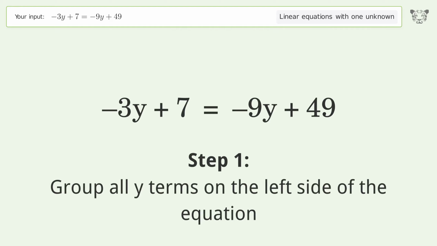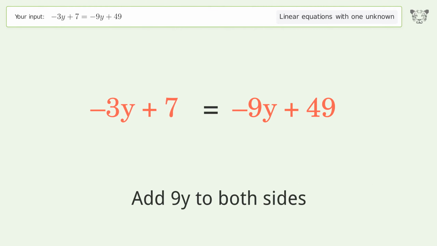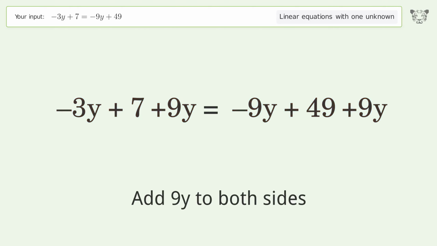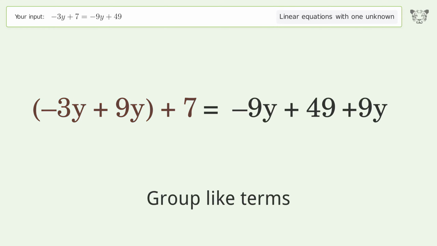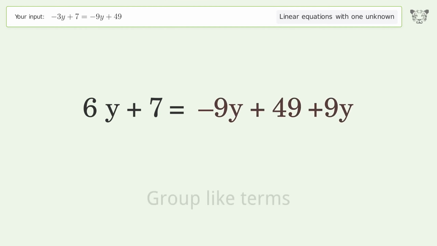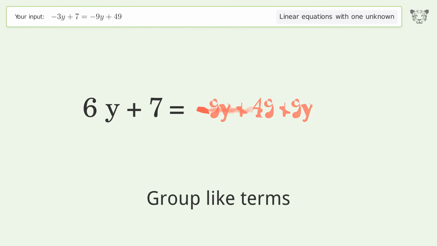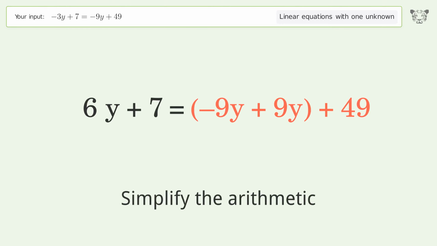Group all y terms on the left side of the equation. Add 9y to both sides. Group like terms. Simplify the arithmetic. Group like terms. Simplify the arithmetic.